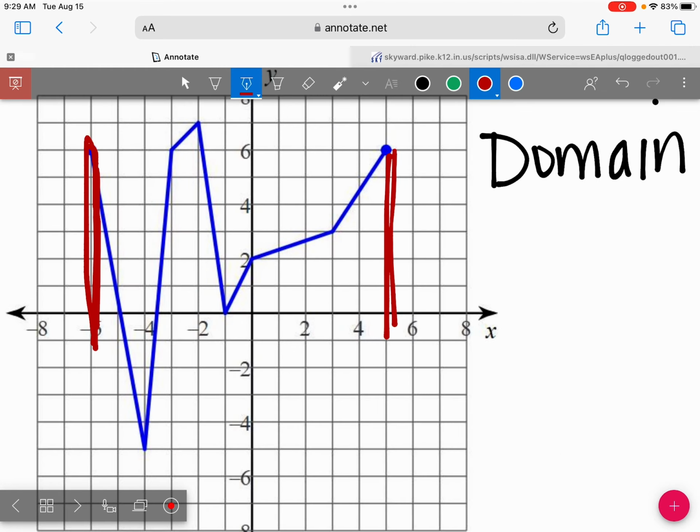Let me zoom in. So how far is that first line? What is x equal right here? -6. And then what about right here? +5. Good. So our domain would be from -6 to +5.